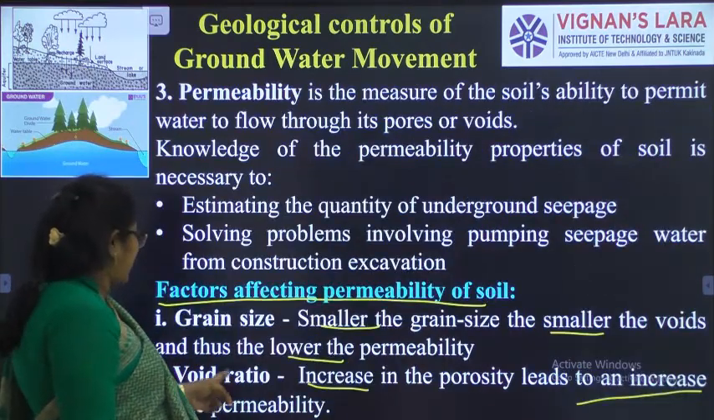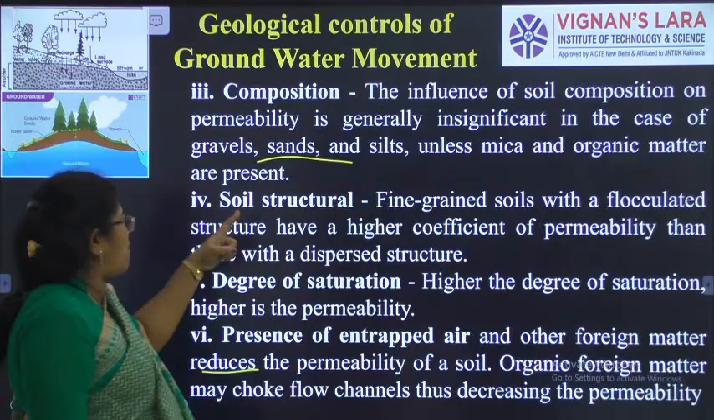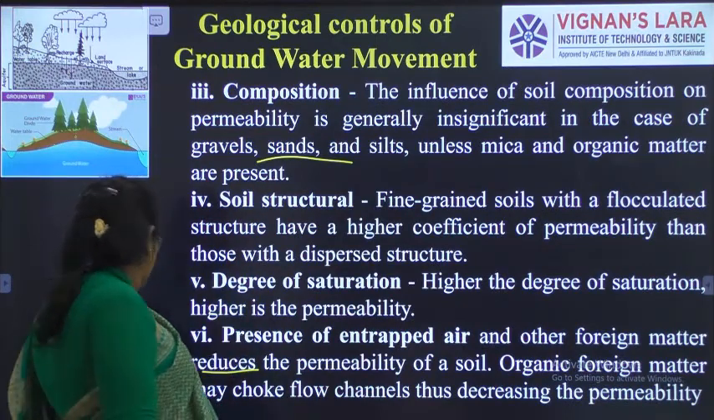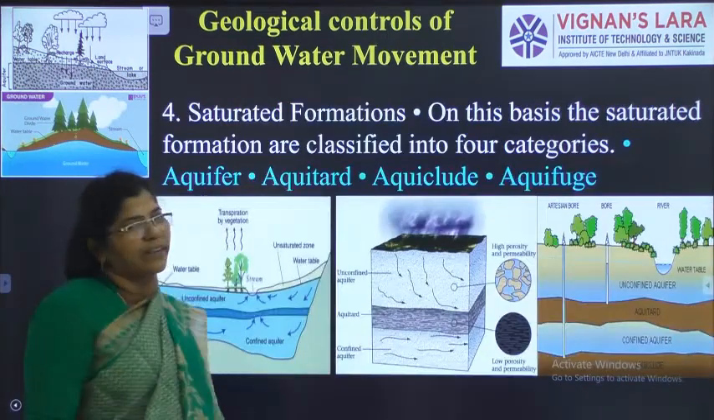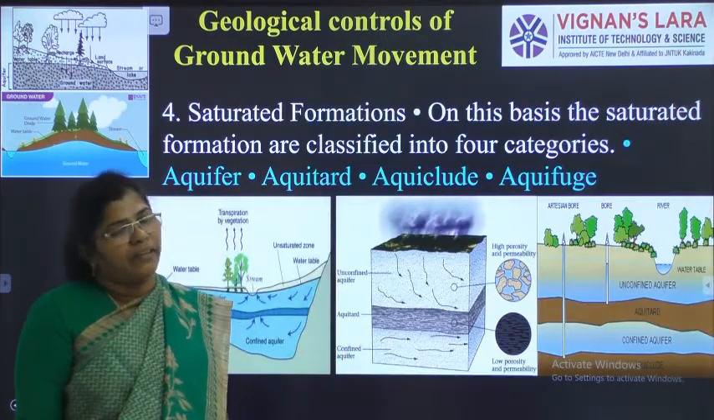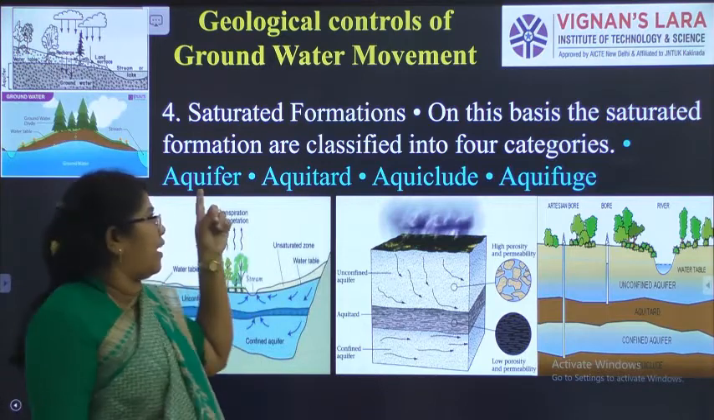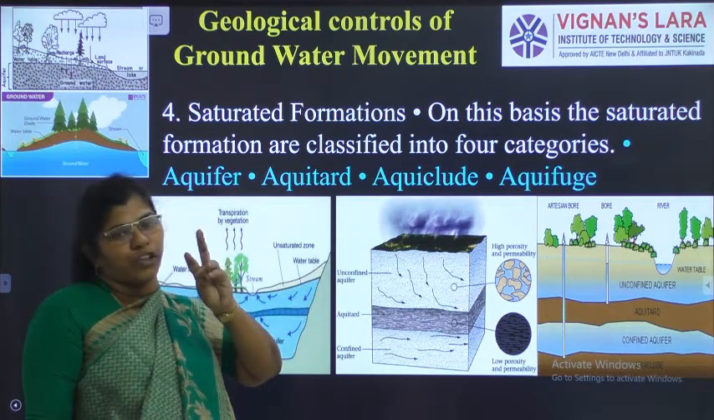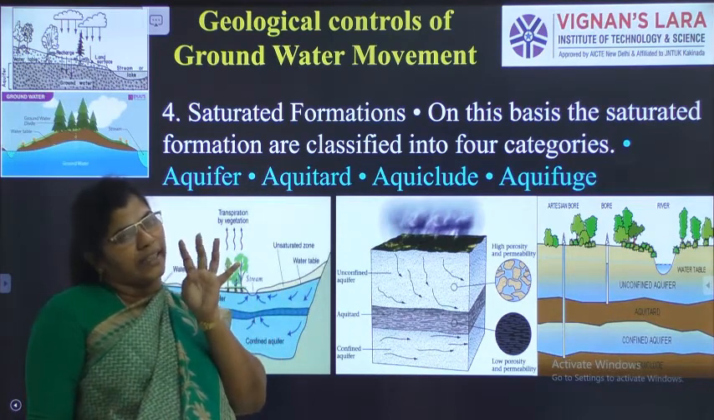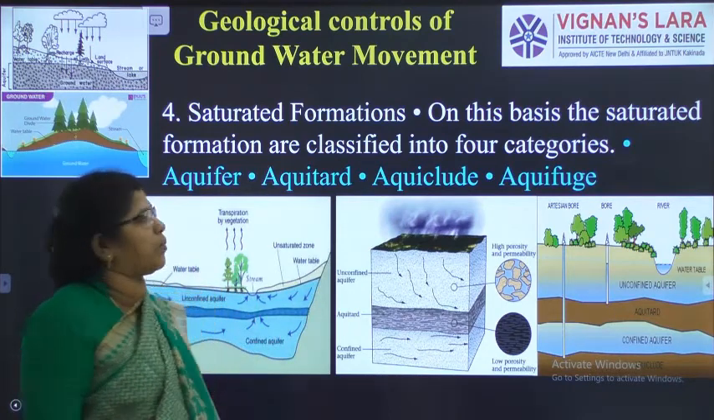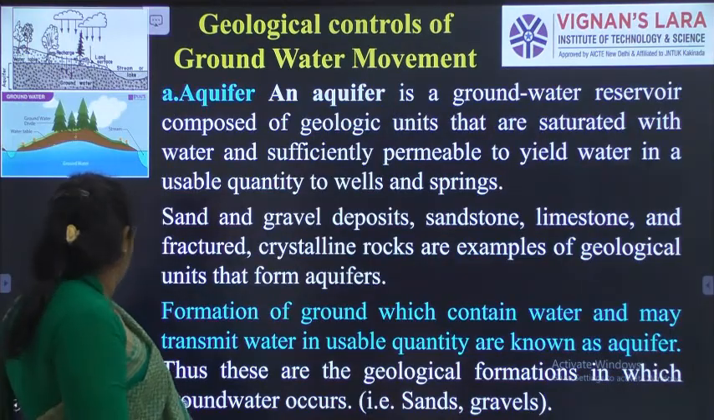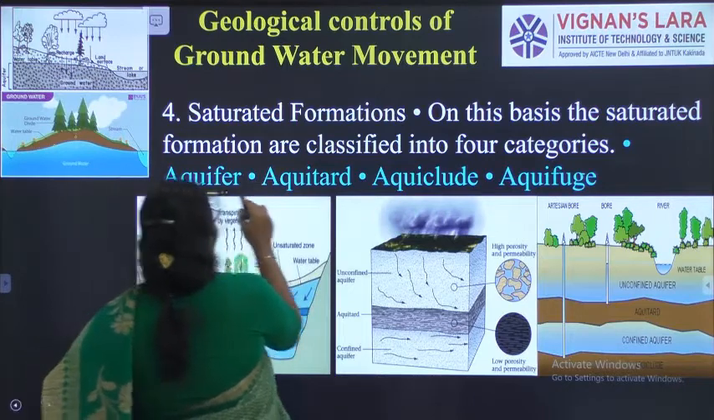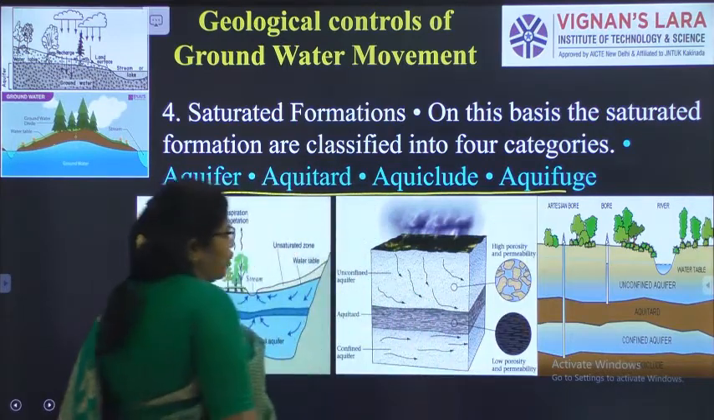So the grain size, void ratio, composition, soil structure, degree of saturation and presence of entrapped air are the factors that affect the porosity of the soil. Hence it controls the movement of the groundwater. The three things we saw are porosity, saturated and unsaturated zone, and the third one is the permeability. The next one we see is about the structural formation. These are the four things: aquifer, aquitard, aquiclude and aquifuge.